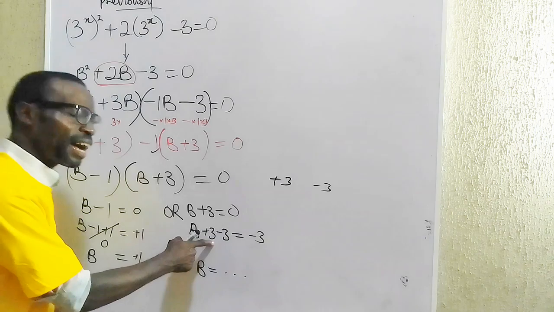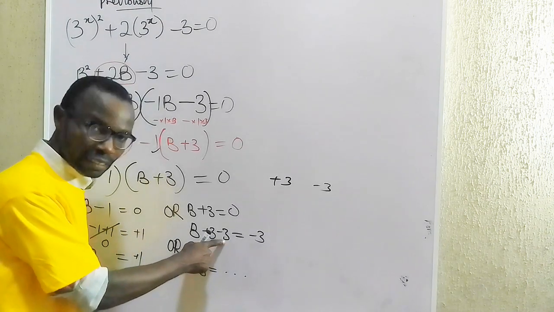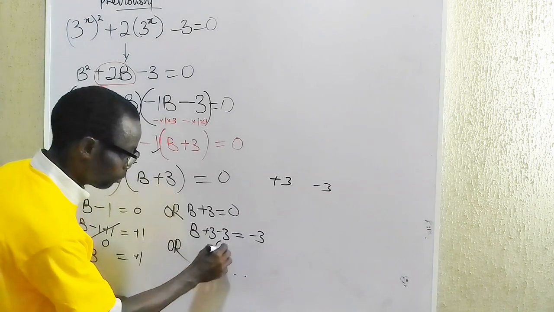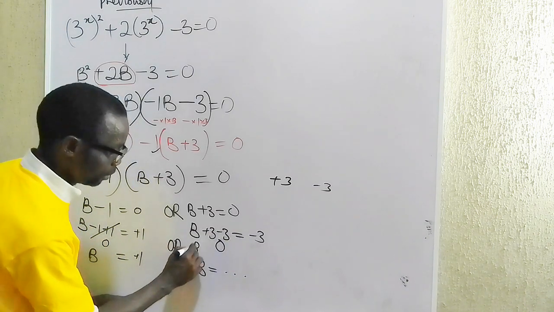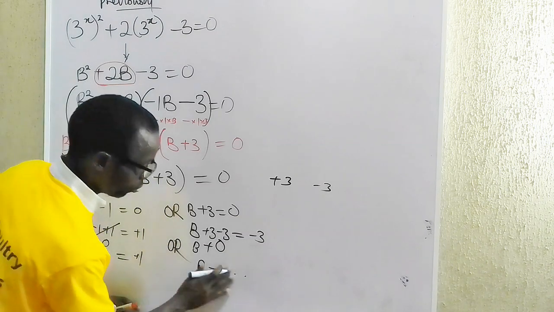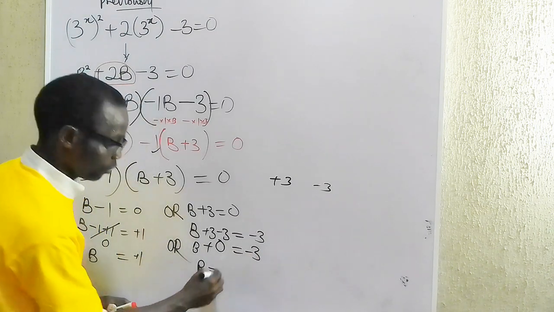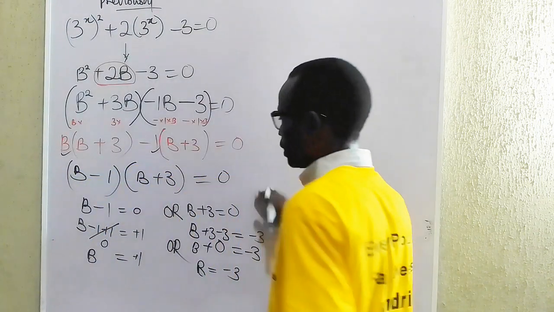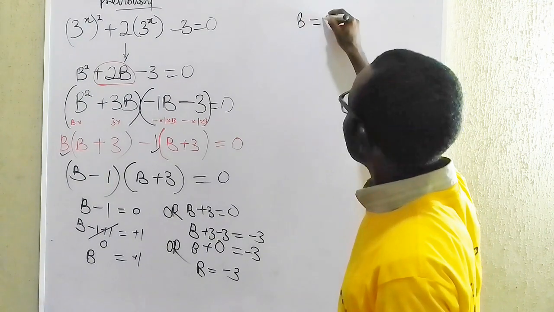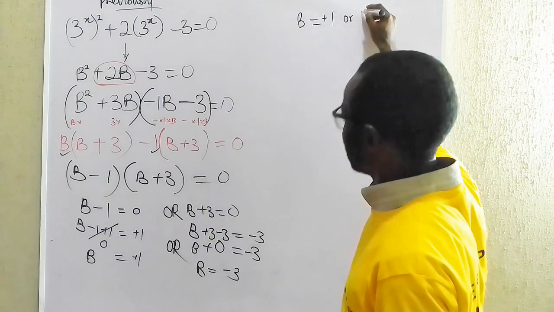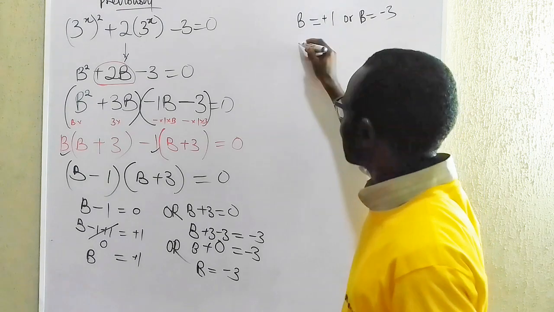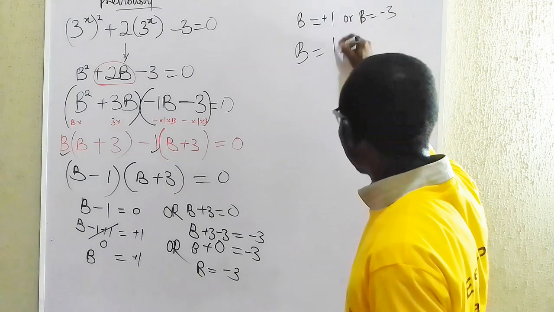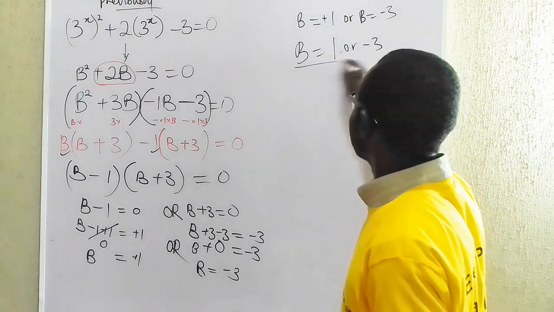So I have $3, I paid $3. Do I still owe? Nothing. I'm not owing, so b stands alone. So this becomes 0, that's why we have b plus 0. So what we have is b is equal to 3 minus 3. So b is equal to minus 3. So in the final analysis, b is equal to plus 1 or b is equal to minus 3, which is saying b is equal to 1 or minus 3.